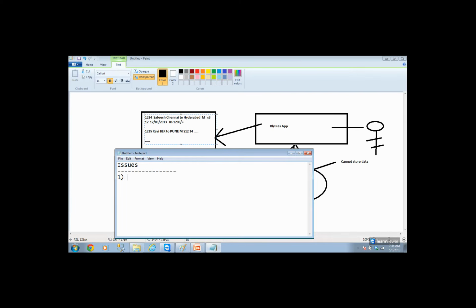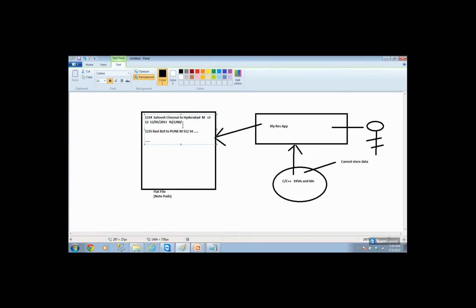The first problem is no security on the data. That means anybody can open the flat file and modify the data. For example, instead of 1200 rupees, they can put some xyz. Now it is not 05, they put something else, and they can say it is not 122. Then they can save it, because notepad cannot tell you that the month cannot be more than 12, or the date cannot be more than 30, or the year cannot be like that.